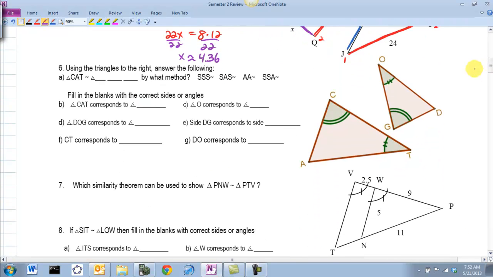Okay, moving on for number 6. Using the triangles to the right, answer the following. Triangle CAT is similar to triangle, here the whole reference is about can you match up things that belong together. So I'm going to start this one by following CAT. That's angle 1, angle 2, angle 3. I'm going to pause for a minute and let you figure out what the proper answer should be and see if you get it right.